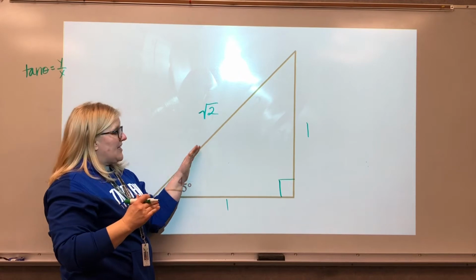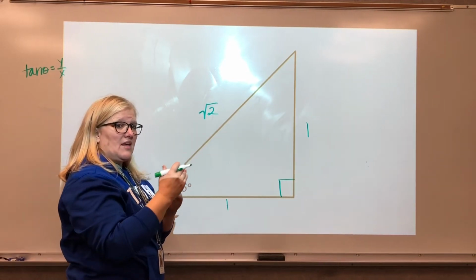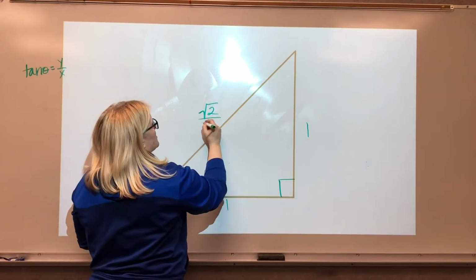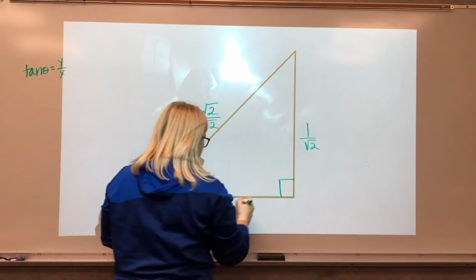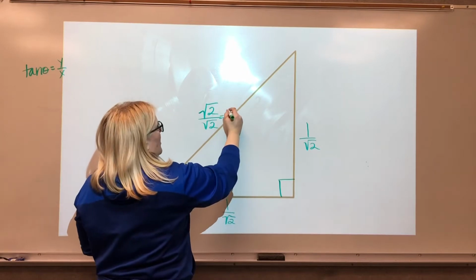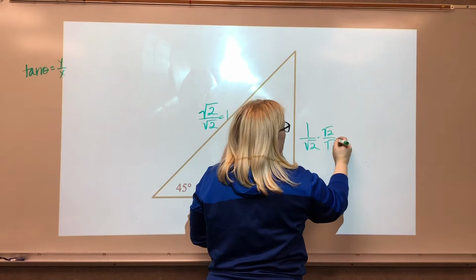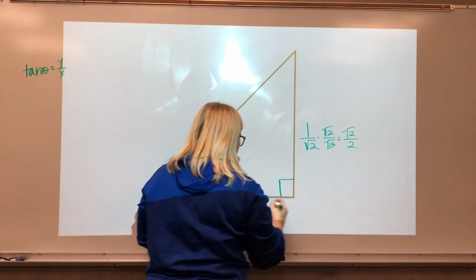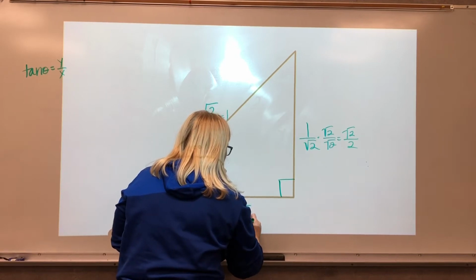Well, again, I need the hypotenuse to be 1 so that it can be the 1 in the radius of my circle. So I'm going to just divide by the square root of 2. This becomes 1, and then I can't have a radical in the denominator. So I have the square root of 2 over 2. This is times the square root of 2 over the square root of 2.